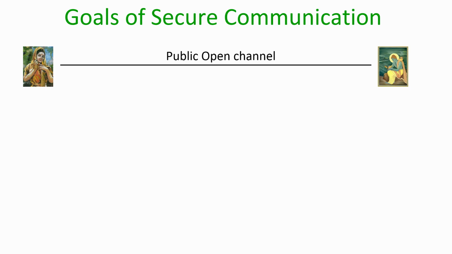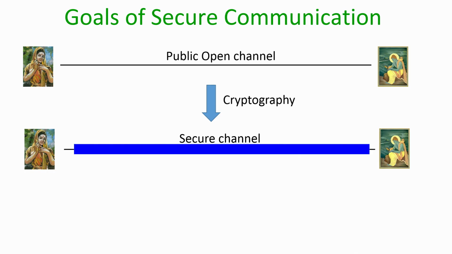Recall that in the problem of secure communication the scenario is the following: we have a sender and a receiver with no pre-shared information whatsoever, and they are connected by a public, open, insecure channel. Our goal is to apply some cryptographic primitive which converts this public open channel into a virtual secure channel. What I mean by a virtual secure channel is that using this channel the sender and the receiver can communicate achieving the following properties.